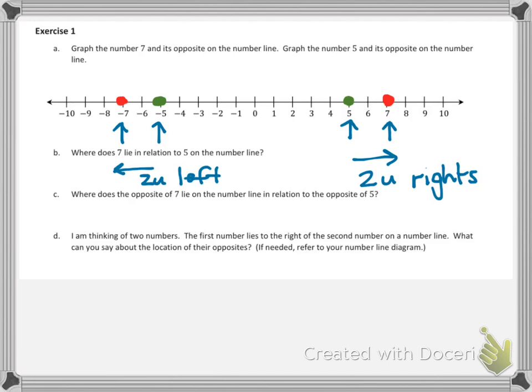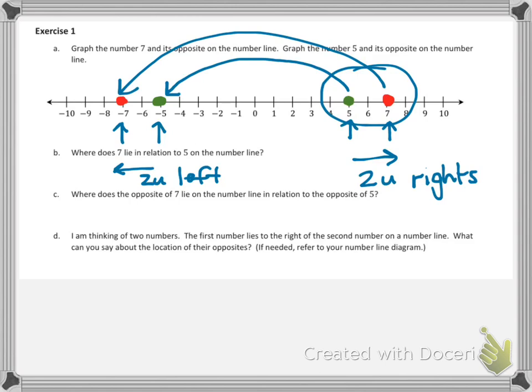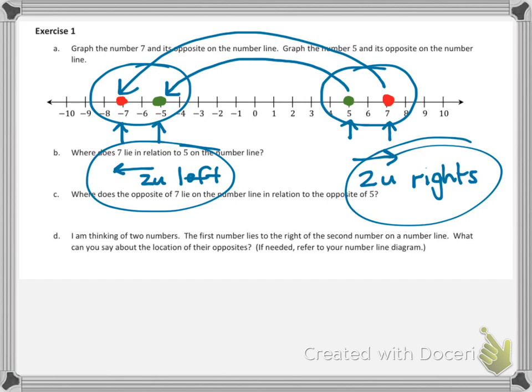And then the last part, D, is what do you notice about the location of their opposites? Well, look, if 7 is 2 units to the right, their opposites kind of flip-flop, don't they? So the 5 to -5 goes there, and the 7 to -7 goes there. And now those 2 points, their opposites, are flipped. They're the opposite direction. So left instead of right. 2 units to the left instead of 2 units to the right. So when we look at the opposite, everything flips.